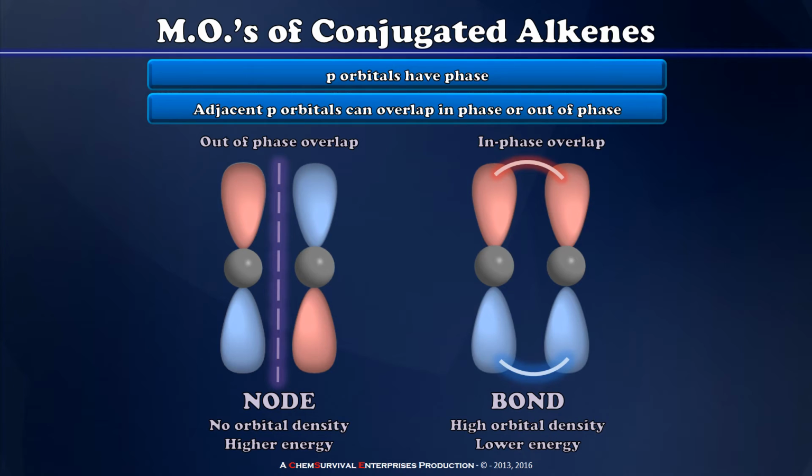Okay, so going back to the simpler representation, let's take a look at some alkenes and see if we can build their molecular orbital sets and use those to start characterizing these molecules.